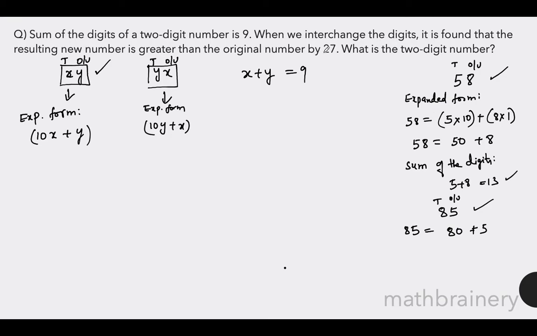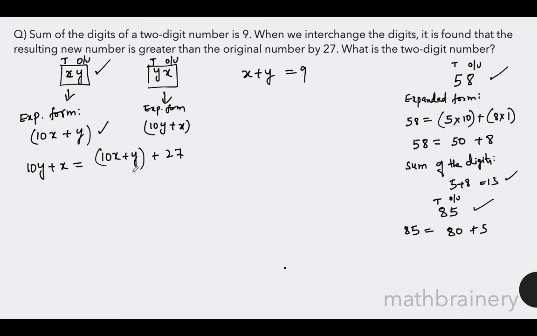Now what is the condition? When we interchange the digits, it is found that the resulting new number is greater than the original number by 27. What is the resulting new number when we interchange the digits? It is 10y plus x. That is, this 10y plus x is greater than the original number by 27. Original number is 10x plus y plus 27, that is, the new number is 27 more than the original number. So 10y plus x is equal to 10x plus y plus 27.